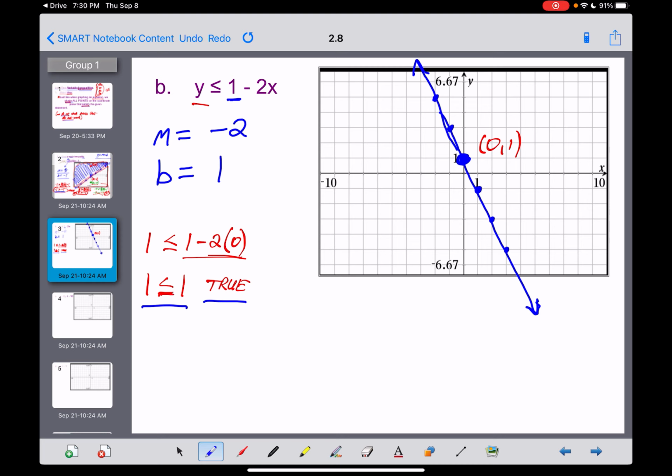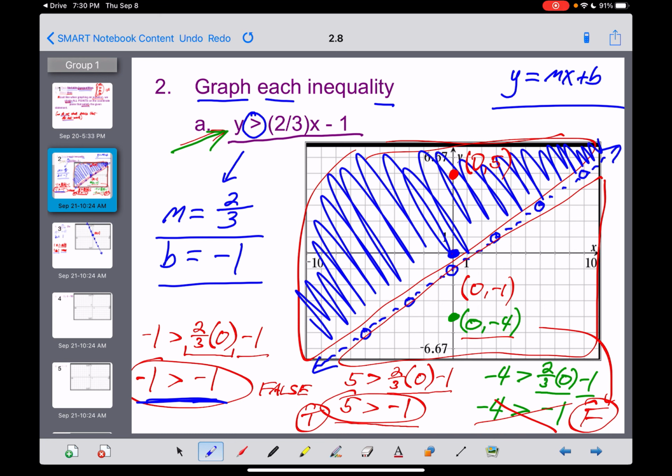So the shortcut here, guys, is this. When we're dealing with an "or equal to," in this case less than or equal to, closed dots and a solid line. Back to the previous problem, when the inequality symbol is not "or equal to," this one was just greater than, we did open dots and we did a dashed line.